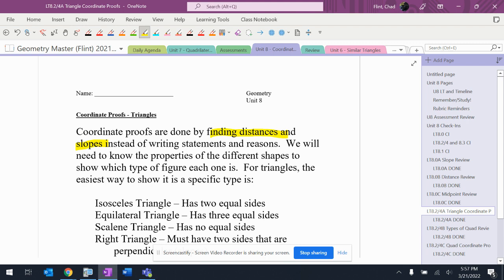More than likely, we haven't done any proofs yet, because we've changed the order that we did this around in recent years, and so we no longer do proofs before coordinate proofs. So you don't even know what a proof is yet, more than likely.